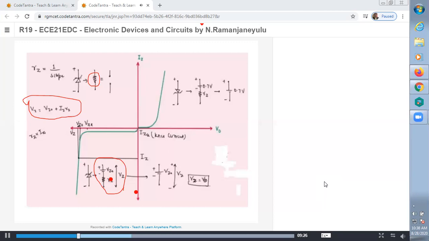If we neglect the small resistance RZ, then VZ is equal to VZ naught, because typically RZ is less than 50 ohms. Remember this expression, because it is mainly used to solve Zener diode problems.